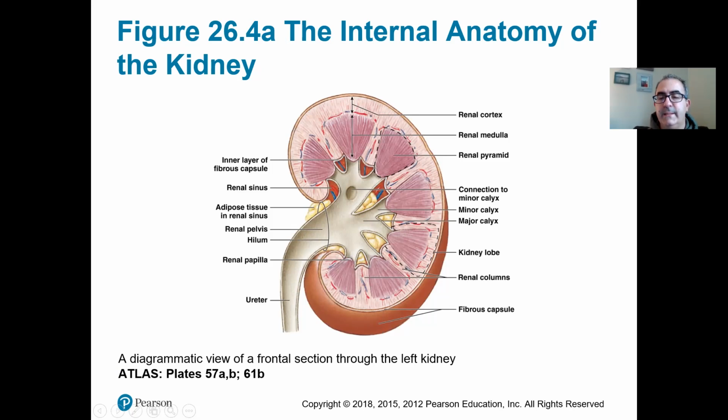The minor calyces lead into a major calyx. So for example, here's one minor calyx. There's another minor calyx. They both lead together into a major calyx. They just join together, right? The major calyces, so there's one here, there's one here, there's one here. The major calyces lead into what's called the renal pelvis. Okay, this area here is called the renal pelvis. And the renal pelvis leads to the ureter.